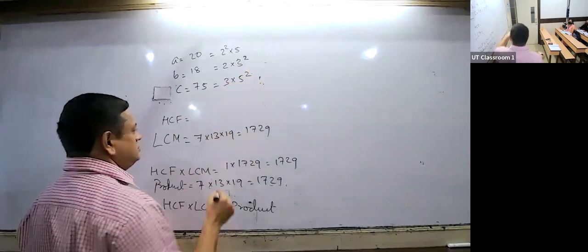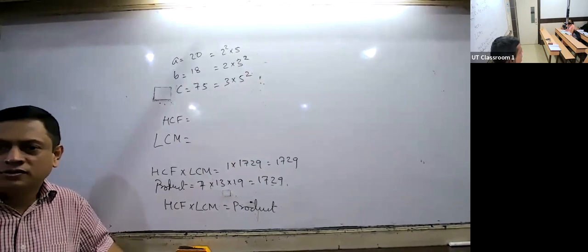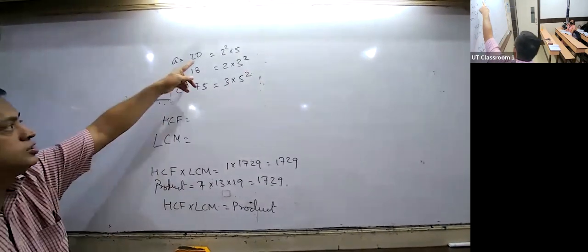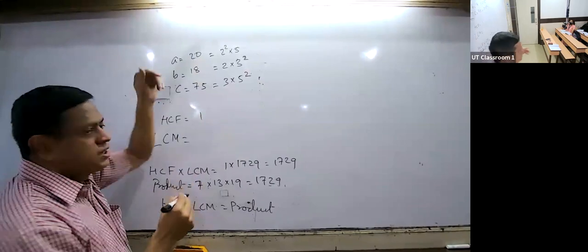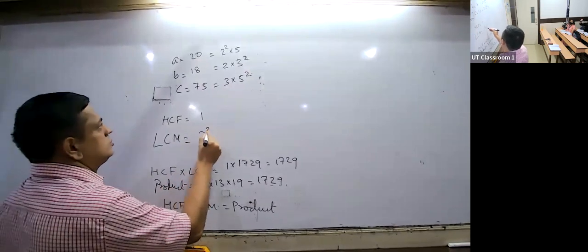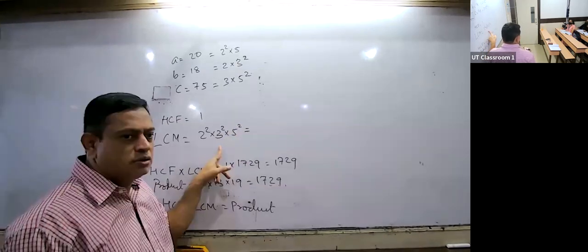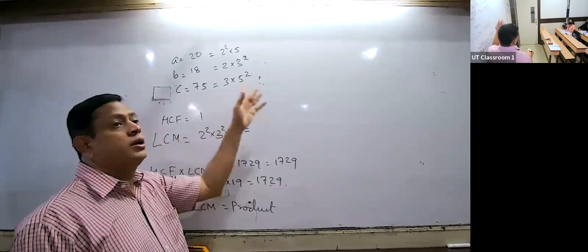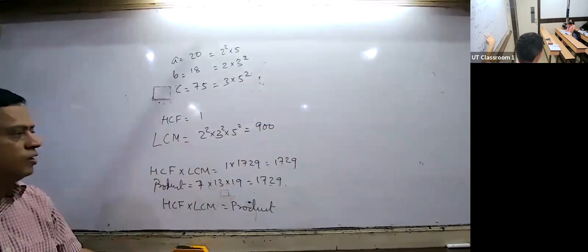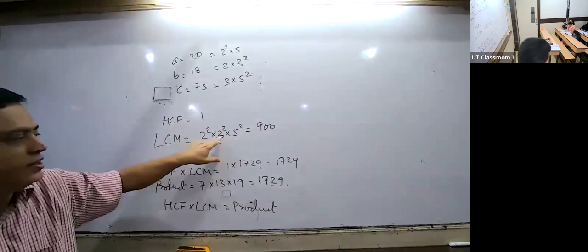Okay. All right. Who will tell the HCF? Raise the hand. One. Nothing is common now. Who will tell the LCM? Raise the hand. 2 square into 3 square into 5 square. Should I multiply for you people? Easier way I'll tell you. 2 3s are 6, 5 square is 25, so 900. Or even directly also it's nothing. 2 square is how much? 4 into 225.